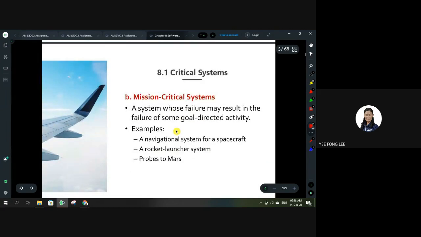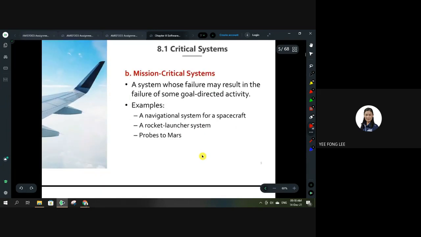So how about mission critical systems here? A failure may result in the failure of some goal-directed activities. It means any failure of this mission critical system might cause failures in some expected goals. Examples here, let's say a spacecraft navigation system, keeping track of the actual spacecraft positions.